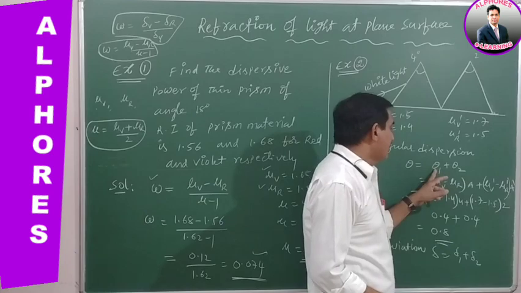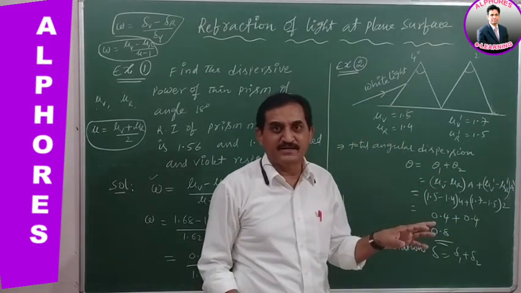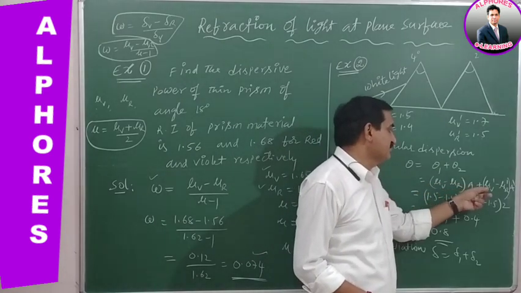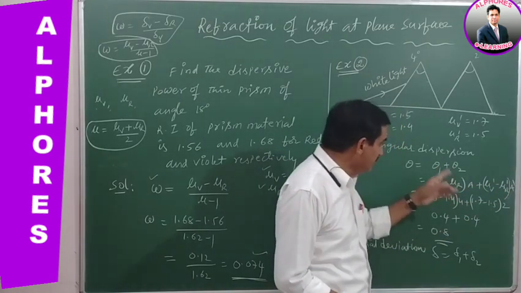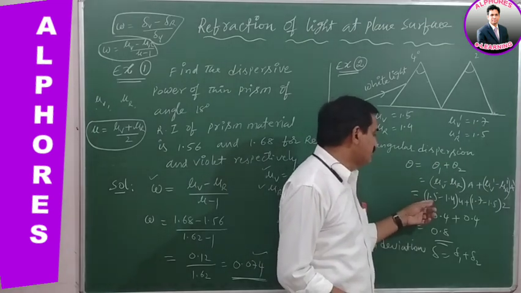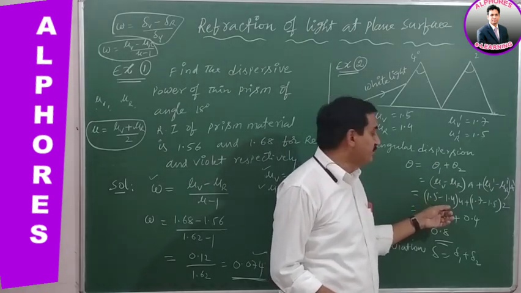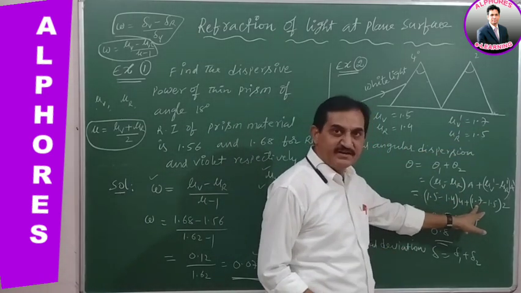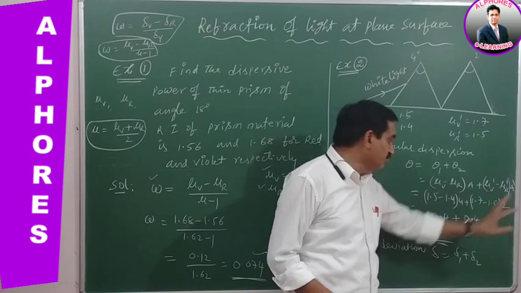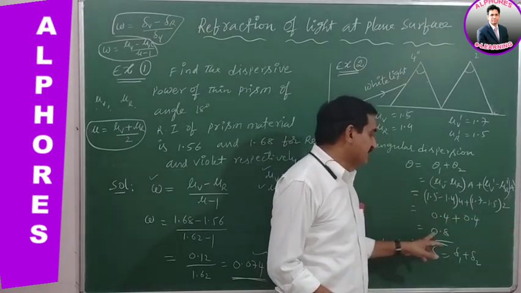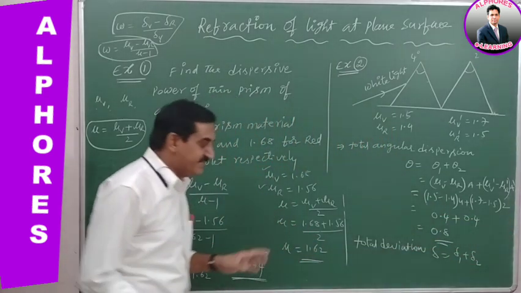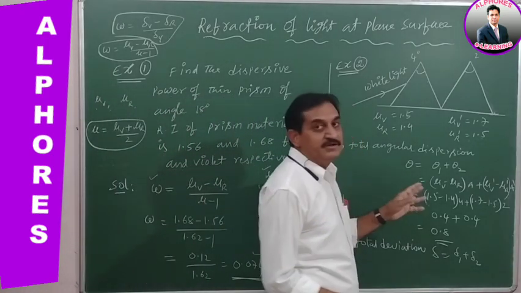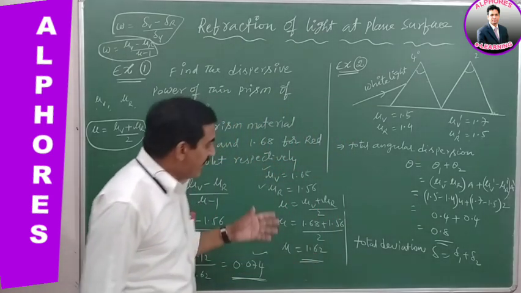Then we know angular dispersion, this formula was already derived in the previous video: (mu v minus mu r) into A plus (mu v dash minus mu r dash) into A dash. The values are substituted: (1.5 minus 1.4) into 4, and for the second one (1.7 minus 1.5) into 2. By simplifying them you will get 0.8. 0.8 is the total angular dispersion given by both the prisms. And let's go for another one.